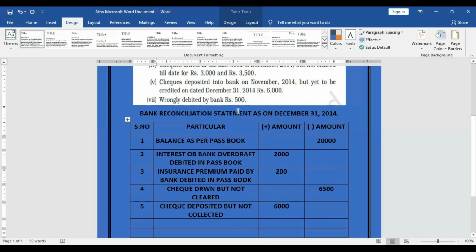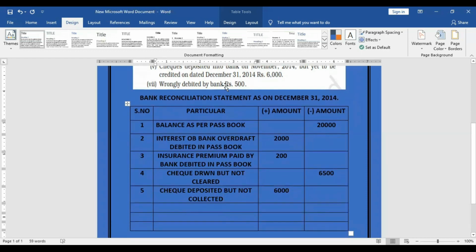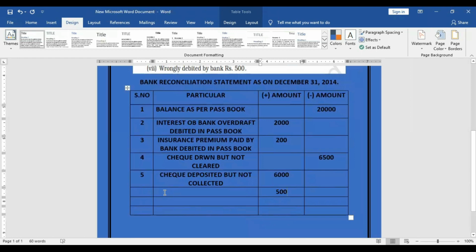The last one, wrongly debited by bank. So the banker reduced 500 in the passbook, but in the cash book there is no change. Therefore, the bank passbook 500 is reduced, but in the cash book there is no change. So what we have to do is, this also we have to increase by 500, because the cash book they have not done anything. So as per the cash book, the passbook also has to be increased.